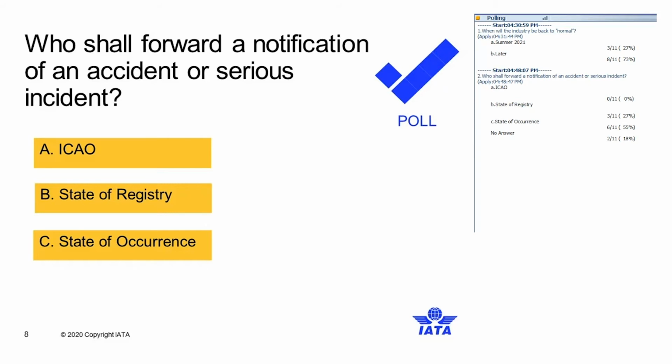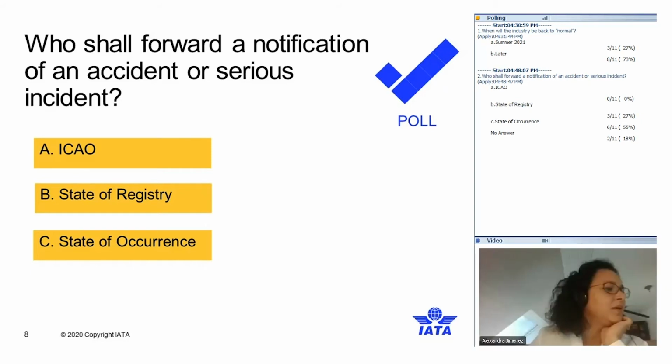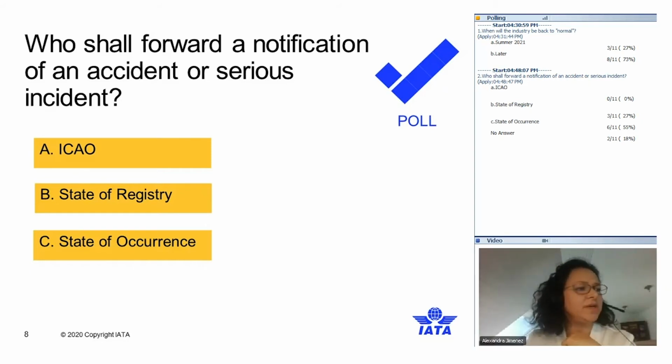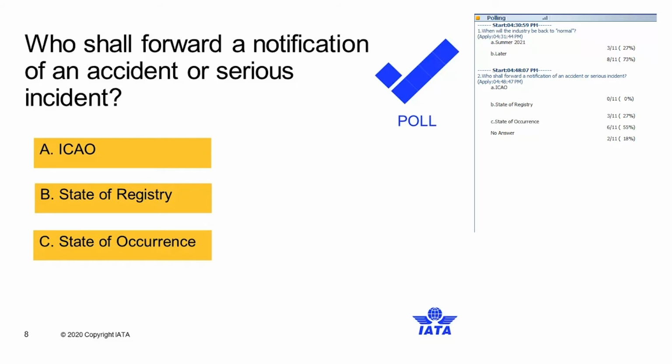Just a quick one. Yes, Alexandra. Yes, well, I was thinking that is what is mentioned in ICAO Annex 13. I don't know if I'm confused, but that's why I marked B. Okay, no, that's good. I can see why maybe you're confused, because the state of registry really participates in the accident investigation, but they are not in charge. So you can imagine that if an aircraft crashes in your country, you'd expect that it's your country who's in charge of actually carrying out and notifying this investigation. So the state of registry is where the aircraft is registered, so it could be in a different country altogether.